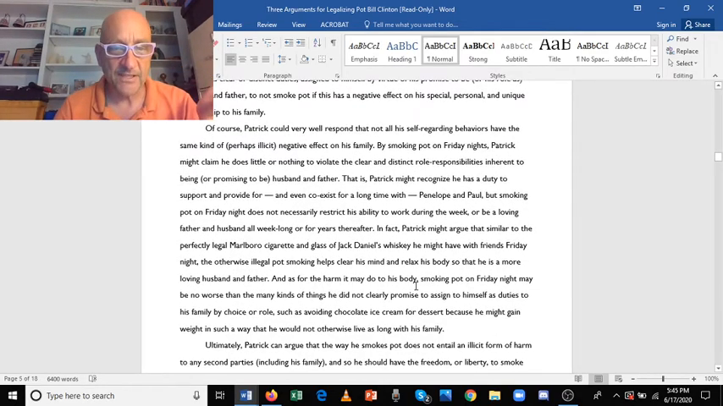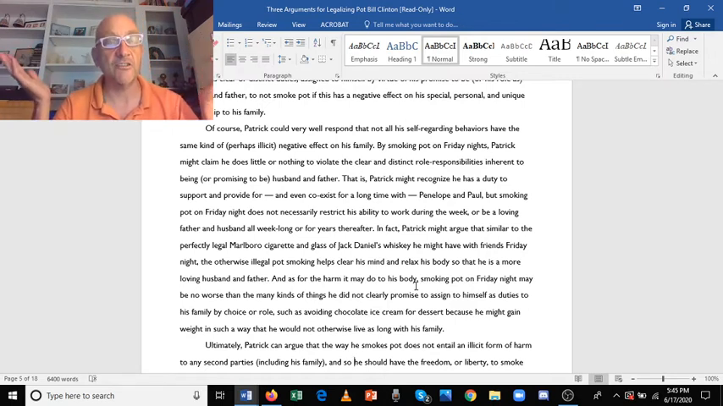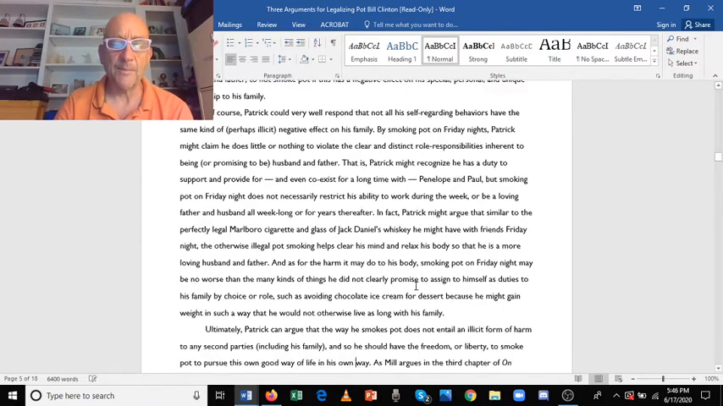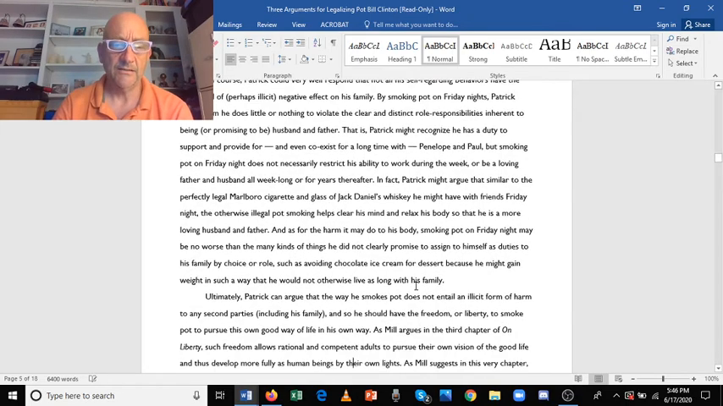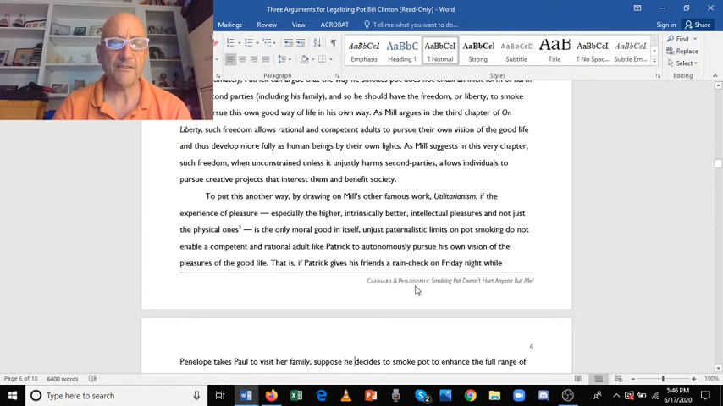Now, of course, Patrick has a response here. He could argue that not all his self-regarding behaviors are the same in having a negative effect on his family. He might say that it doesn't violate his role responsibilities as a husband and father. I mean, plenty of people engage in occasional drinking, pot smoking, in Colorado anyway, and cigarette smoking that they want to argue don't necessarily impair their ability to work or be a loving family member. The harm might not be significant compared to other things he does, like eating chocolate ice cream. I'm just sort of making an argument by analogy. So Mill could give Patrick here an answer.